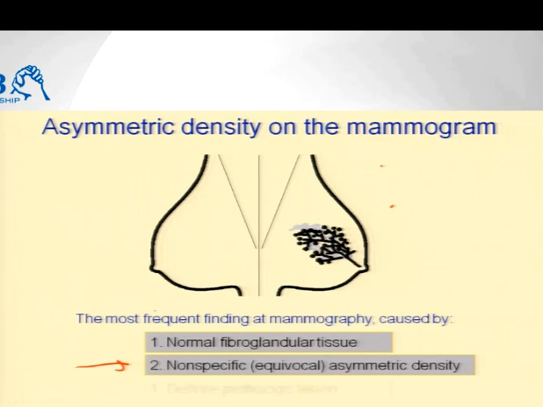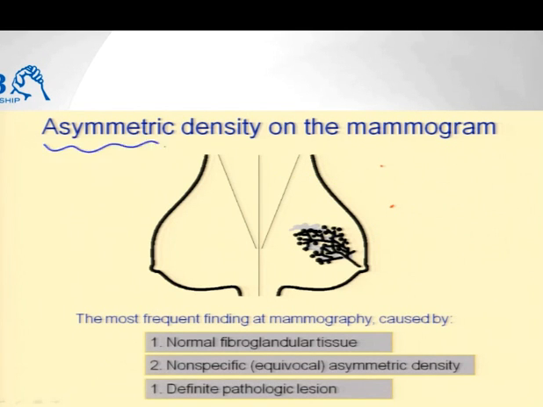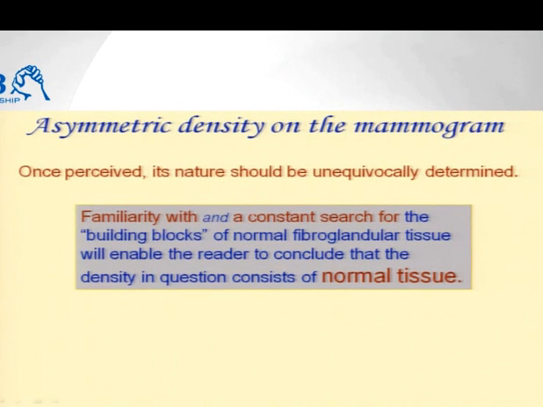And then the third option of analyzing asymmetric densities is a definite pathologic lesion. Here is a central tumor mass, straight speculations. It is a cancer, and there is no such thing in the corresponding area of the other breast. Or a circular lesion, may it be a fibroadenoma, cyst, or papilloma, or cancer. So, dear colleagues, basically, if you want to read a mammogram, you really have to be familiar with and constantly searching for the basic building blocks.